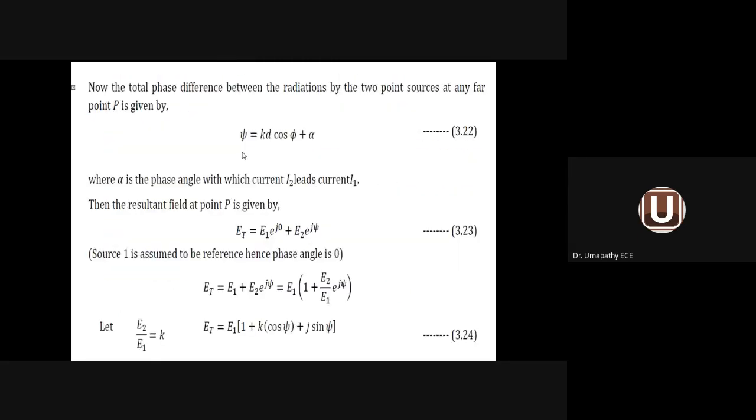Now the total phase difference psi equal to kd cos phi plus alpha. So kd cos phi plus alpha. In the previous cases 1 and 2, psi equal to kd cos phi, but alpha was not coming into the picture. Now alpha is coming into the picture. So what is alpha? Alpha is the phase angle between the current flowing in antenna elements 1 and 2. So that phase angle is getting added here.